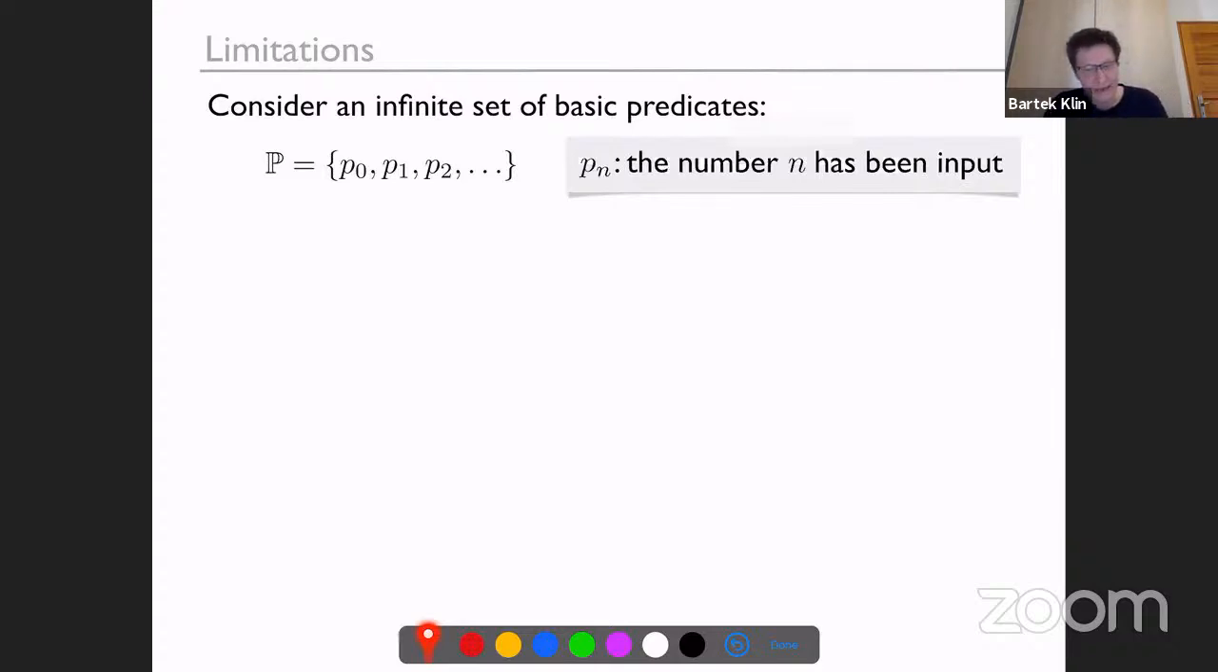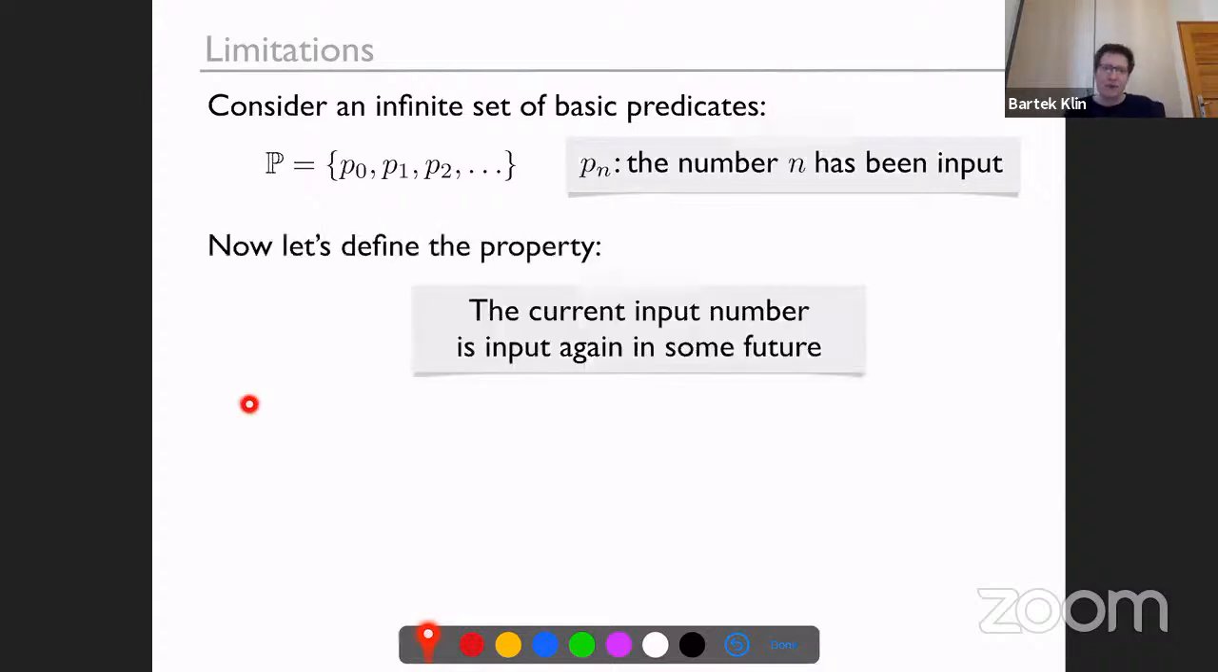So let's say that I have countably many basic predicates, and the intuition behind the predicate Pn that may hold or not in some state will be that the user has just input number n from the keyboard. And then let's say that I want to define the property that the current input number can be input again in some future, that the user can input the same number now and at some point in the future.